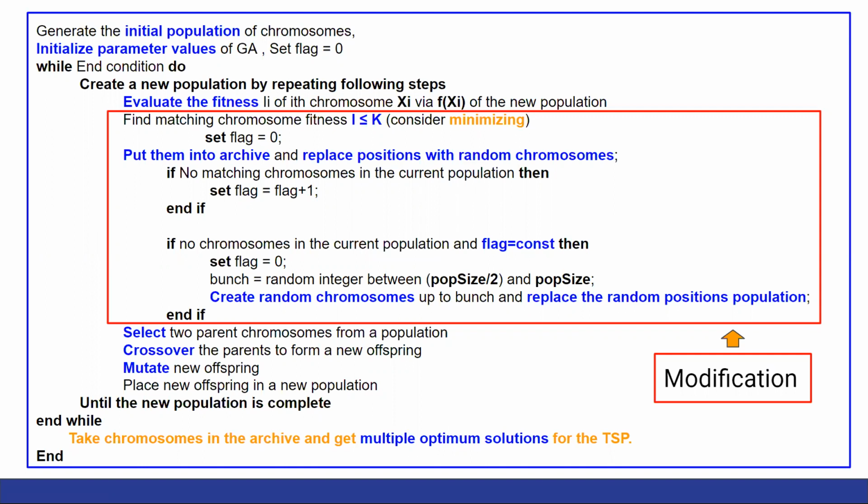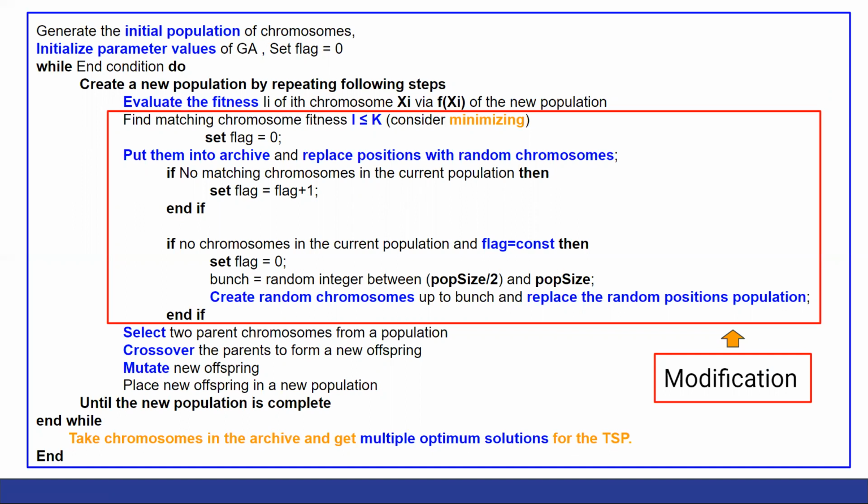If you can find a matching chromosome less than the threshold value, then put it into the archive box and replace the position with a newly created random chromosome. After that, set the flag value to 0. If there is no matching chromosome, then the flag value is incremented by 1. So iteration by iteration, the flag value reaches a constant value. Let's say the flag value equals 100.